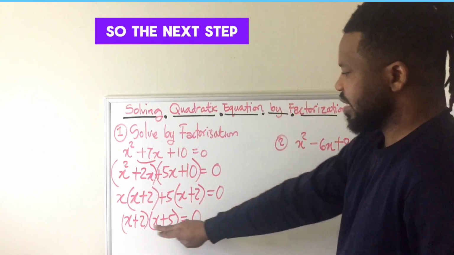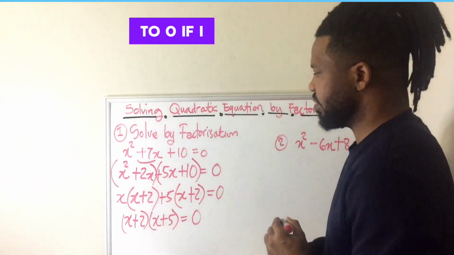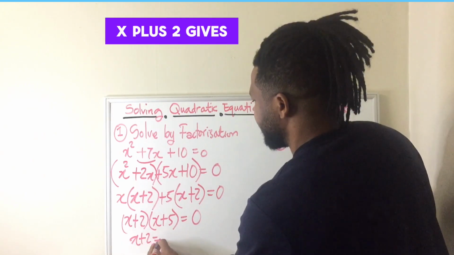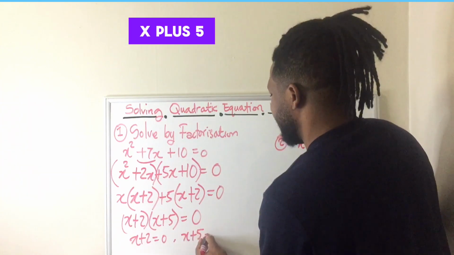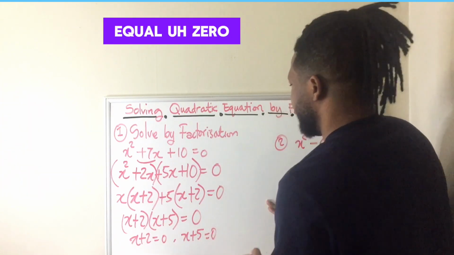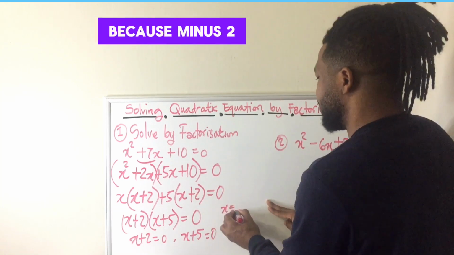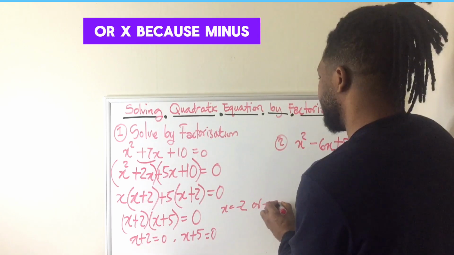Okay, so the next step is to equate each of these elements to 0. If I equate this to 0, I have x plus 2 equals 0, or I could have x plus 5 equals 0. And finally, the result of this will be that x equals minus 2 or x equals minus 5.